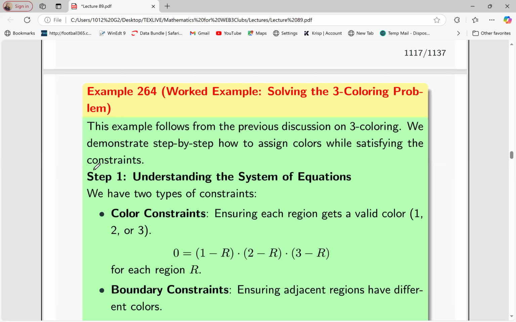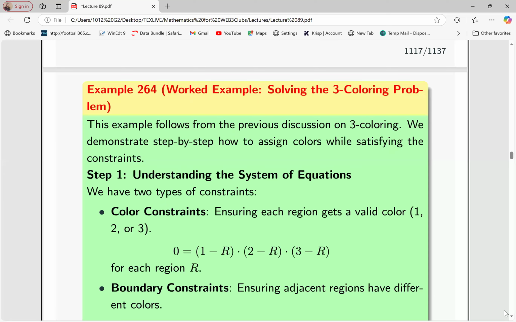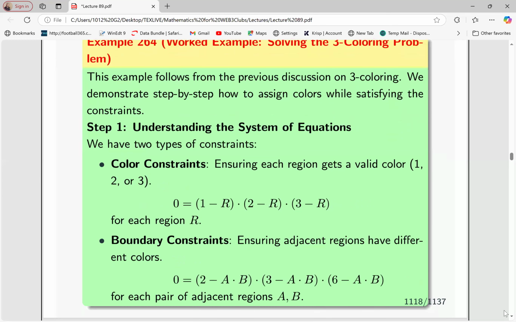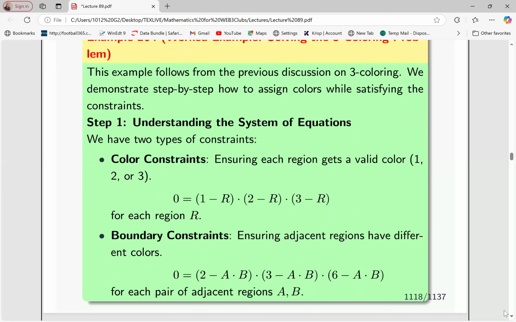So I have those regions. I begin by assigning one of them a color. Then I use these constraints. I have this constraint and I have this constraint. This constraint, we've already said, ensures that every region has one color. And this constraint ensures that no two neighboring regions have the same color.